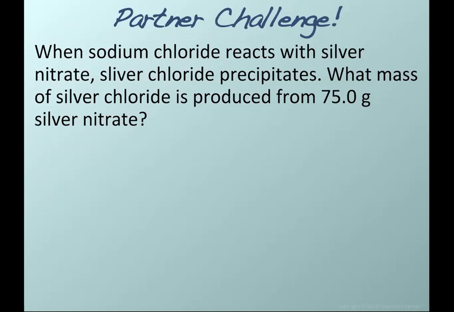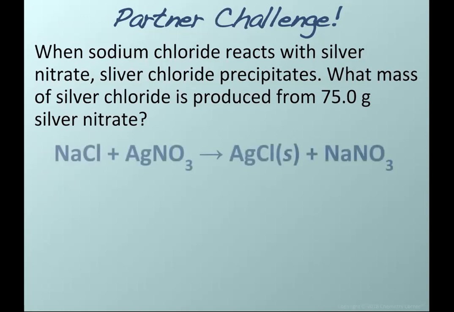So it's going to end up as this. Sodium chloride reacts with silver nitrate and it makes silver chloride, and then you're going to be left with NaNO3. It's a double replacement here. And we have to check to see if it's balanced. Is it balanced? It is balanced.